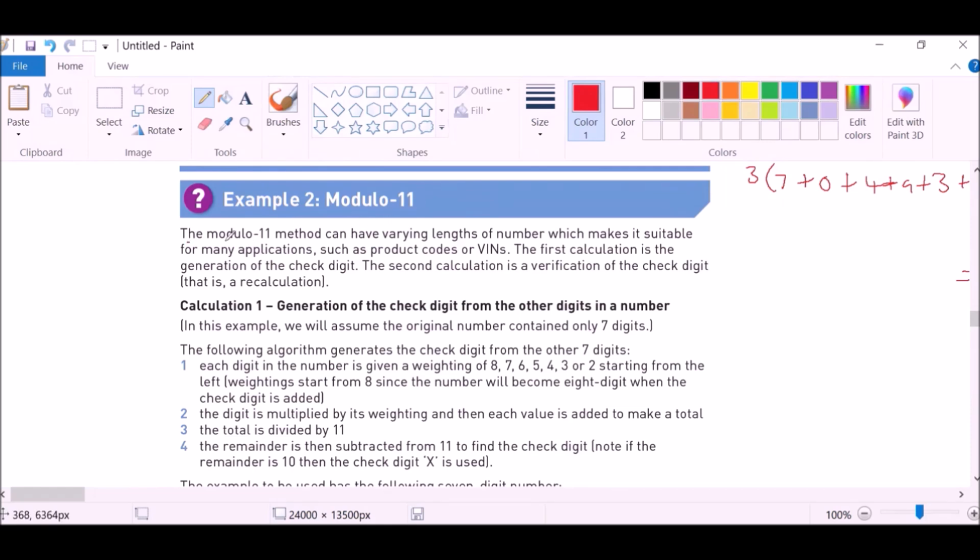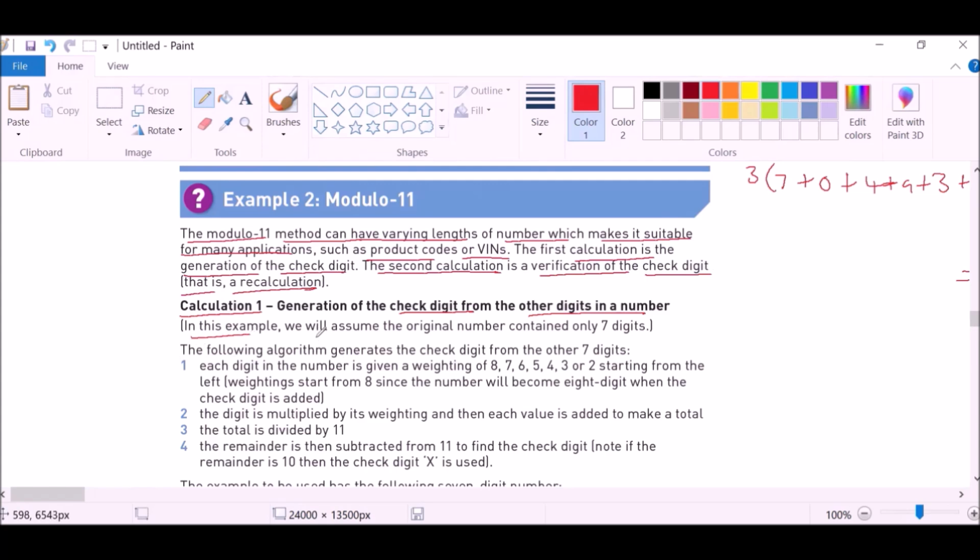Example 2, the modulo 11. The modulo 11 can have varying lengths of numbers, which makes it suitable for many applications, such as product codes or vehicle identity numbers. The first calculation is the generation of the check digit. The second calculation is a verification of the check digit, that is a recalculation. Calculation 1, generation of the check digit from the other digits in a number.